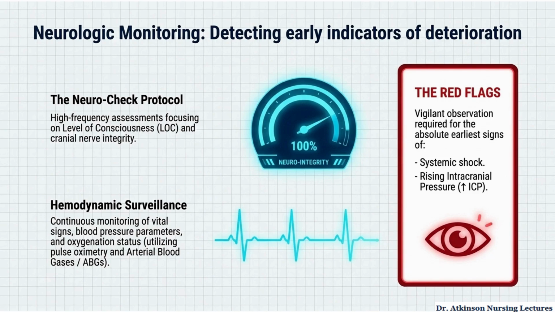Frequent neurochecks focus on level of consciousness, pupil response, cranial nerve function, and early signs of rising ICP. At the same time, nurses continuously monitor oxygenation, blood pressure, and perfusion because systemic shock can develop rapidly in severe infections. A subtle change in mental status is never something we ignore in these patients.